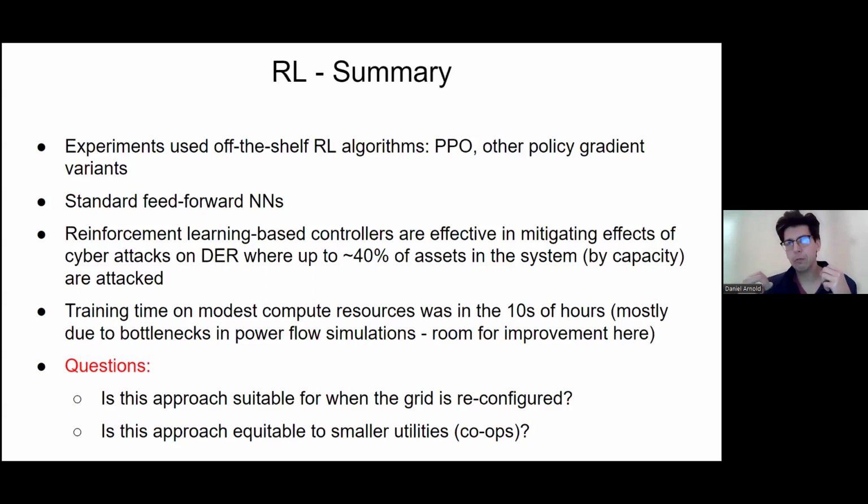And so taking these results back to the inspiration for this work, where we want to work with the electric co-ops and how they have very modest resources, one of the questions we started asking ourselves is, is a co-op going to have to retrain this algorithm constantly, or fairly often, when they reconfigure their system? And is this approach really equitable for them, given that they don't have the expertise and the funding to pay for large compute cycles on AWS or Google Cloud to come up with these solutions?